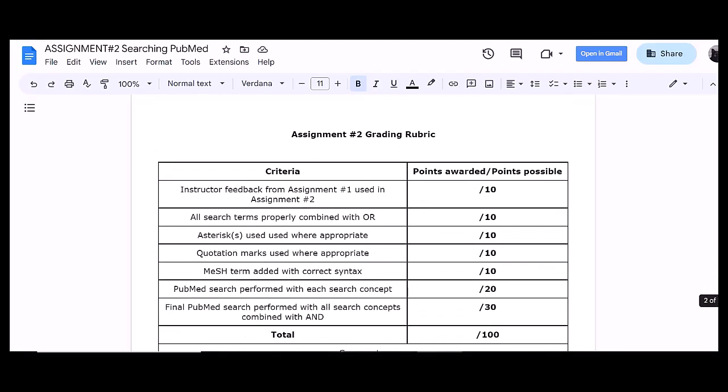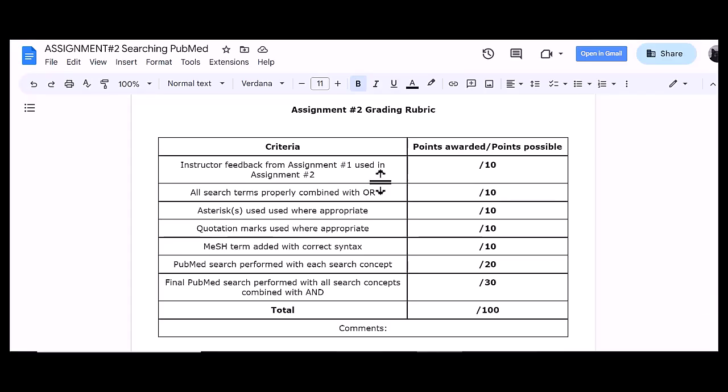Here's the grading rubric for this assignment. We are asking that you incorporate your instructor feedback from assignment number 1 and use it in assignment number 2. It appears that there were multiple individuals who used keywords that weren't exactly similar to the main keyword from the clinical question. So please go back and find other keywords that are more appropriate. Also, there were others who didn't use mesh terms that were the best possible fit. They were more generic than specific for the question. So 10 points is awarded if you go back and use that feedback.